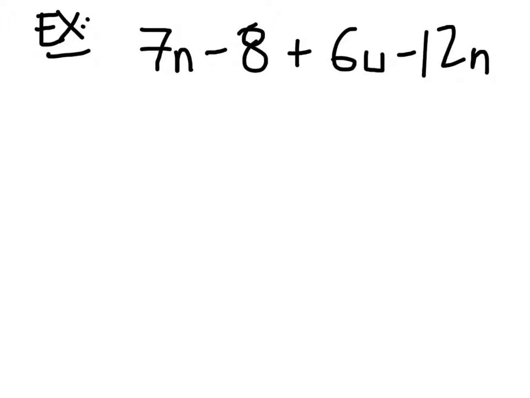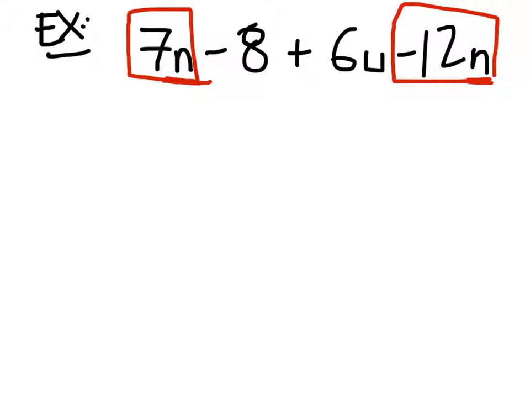Okay, let me show you what happens here. You've got to find terms that are like each other. Okay, like this one, see how it has an n? This one has an n. That means that this term right here and this one right here, I can combine those two. So 7n minus 12n would be a negative 5n.